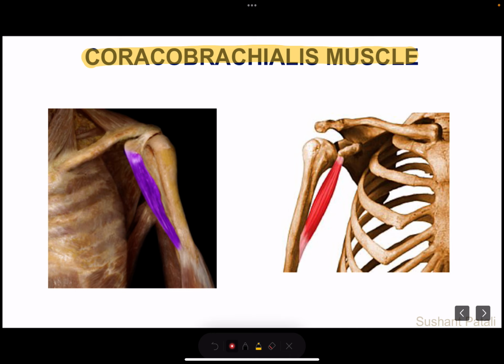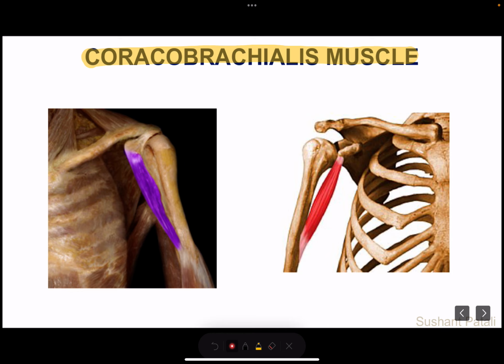Now we should also remember that the origin of the coracobrachialis is together with the short head of biceps brachii muscle. So the short head of biceps brachii along with the coracobrachialis, they both arise from the tip of the coracoid process. When you look at the coracobrachialis, it crosses only one joint, that is the shoulder joint.